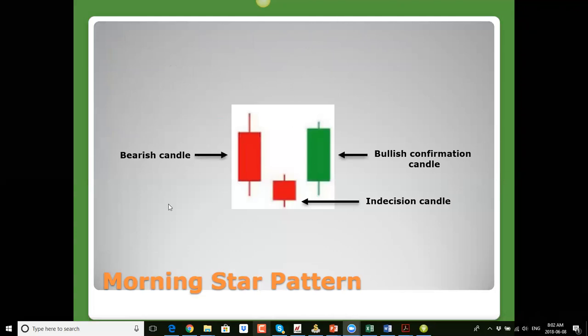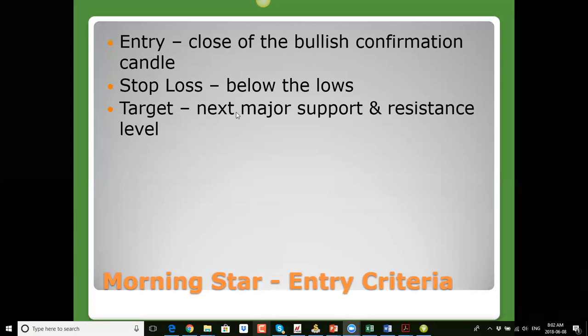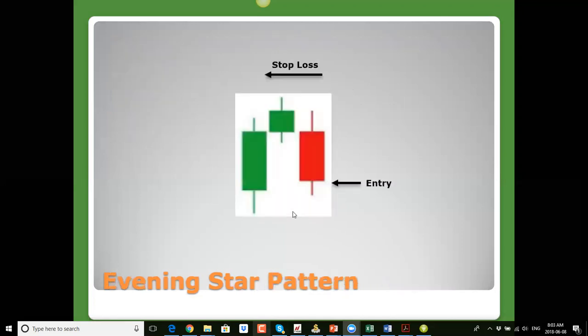So this is our morning star pattern. Again, we have a bearish candle and a small indecision candle in the middle and a bullish confirmation candle. Entry will be on the close of the bullish confirmation candle. We have to wait for that confirmation candle, because otherwise price could just continue on. It could just be an indecision candle and then continuation. So we have to wait for the confirmation candle. Stop loss will be below the low of the indecision candle, and the target will be the next major support and resistance level. So in this case, this is our evening star chart pattern. Our stop loss will be above the pin here.